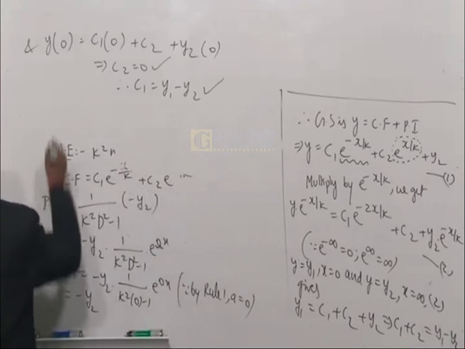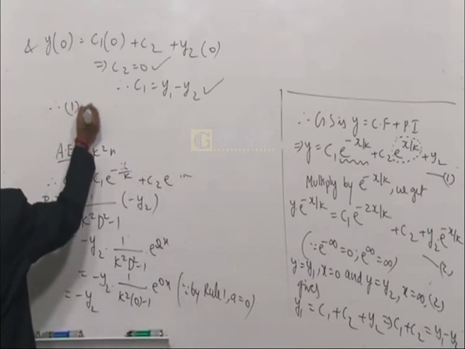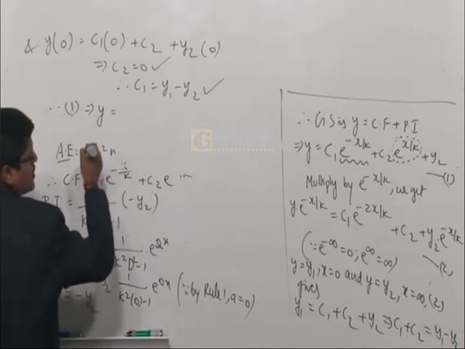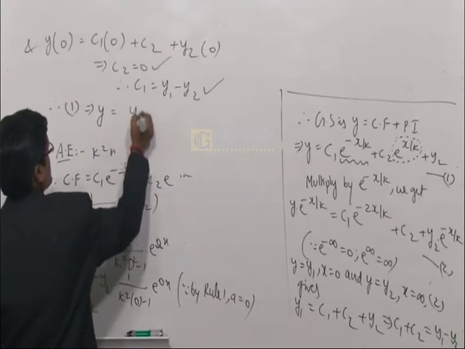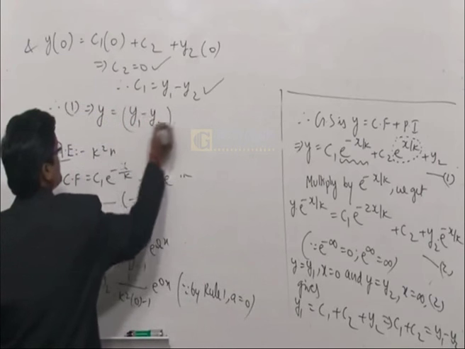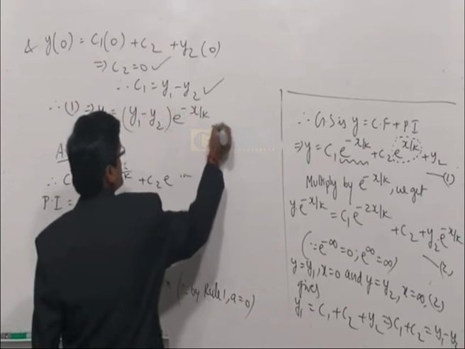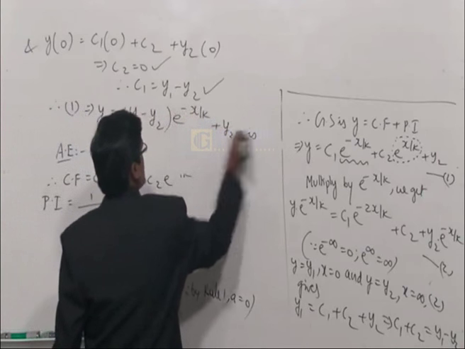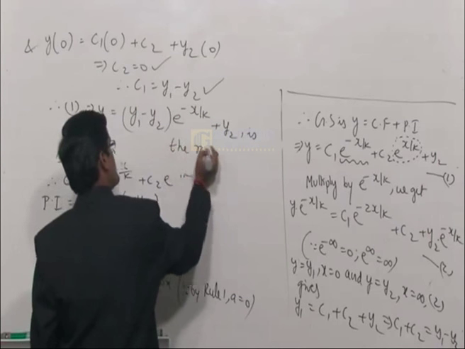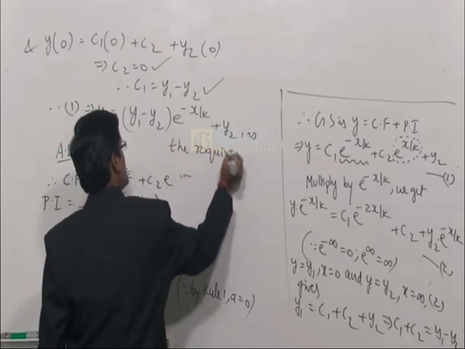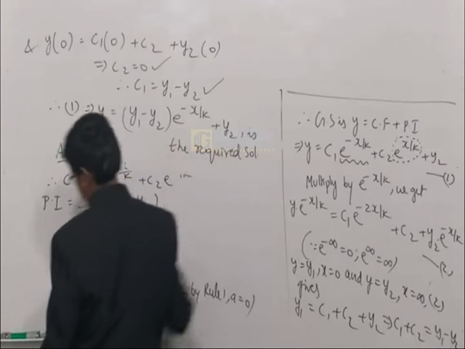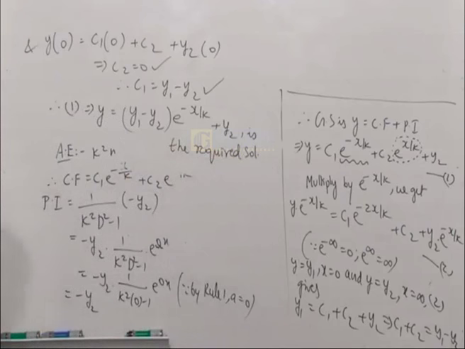So therefore, solution 1 implies y is equal to c1, that is (y1 minus y2) e power minus x by k, c2 is 0, plus y2 is the required solution satisfying the given conditions.